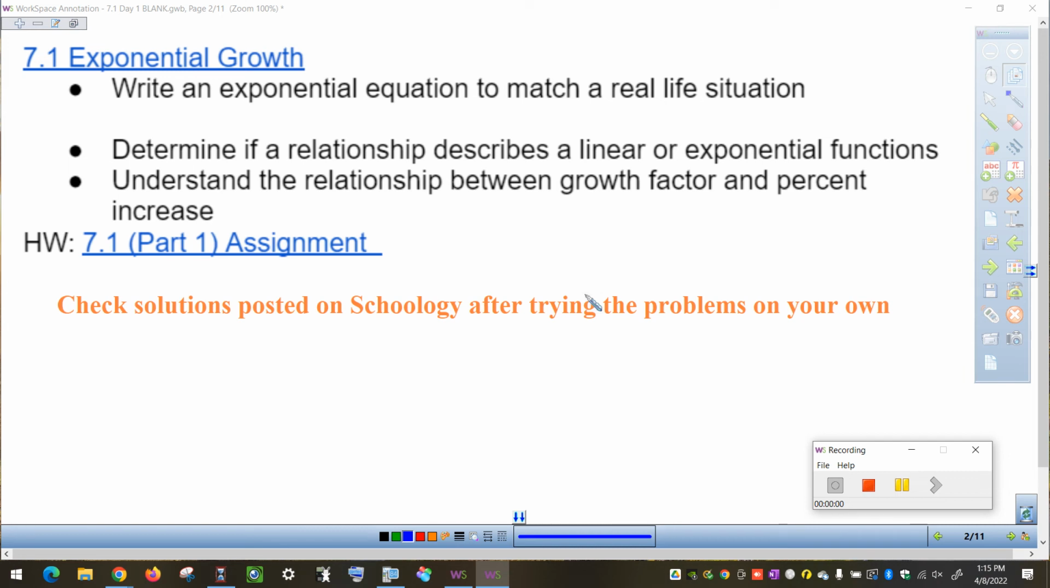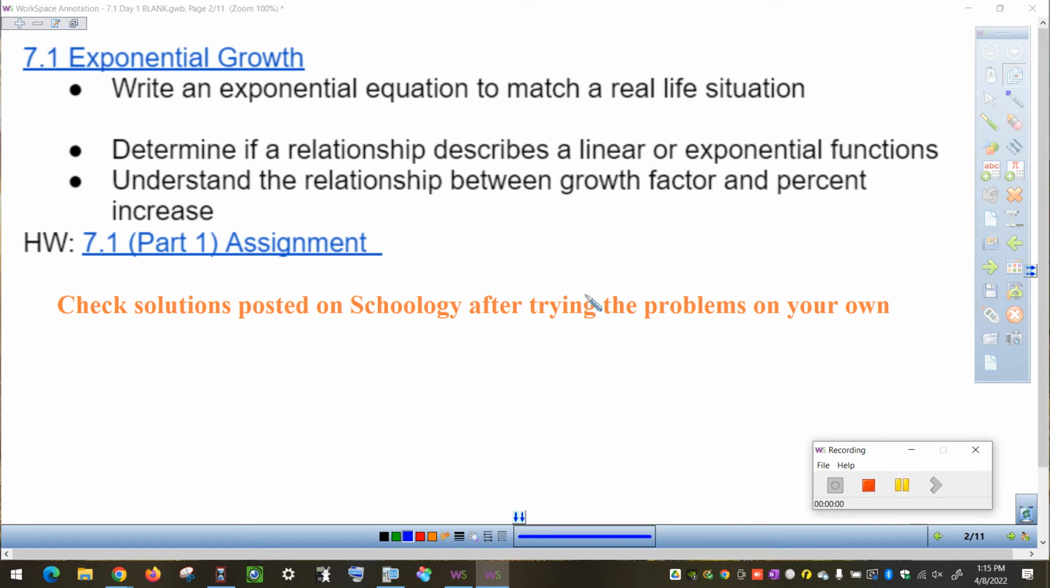Chapter 7. And this one is a bit longer than Chapter 6, so we are going to be here for about 3-ish weeks. Our test for this Chapter 7 unit is on Thursday, May 5th. So we have a little ways to go. And today we're going to be thinking about exponential growth.